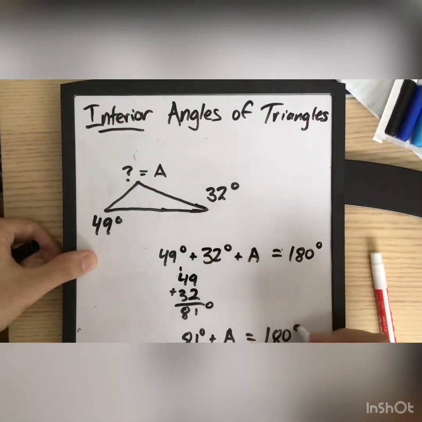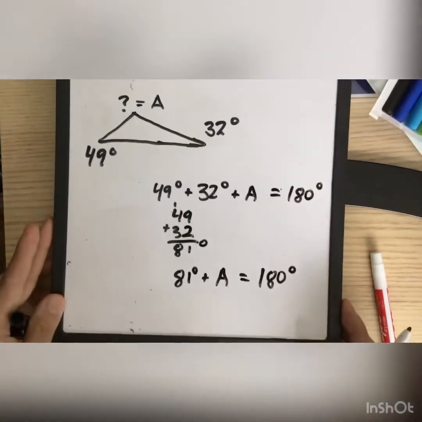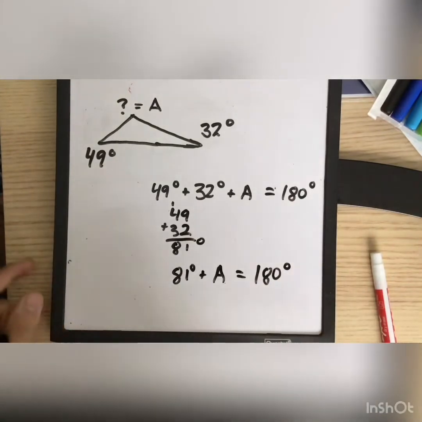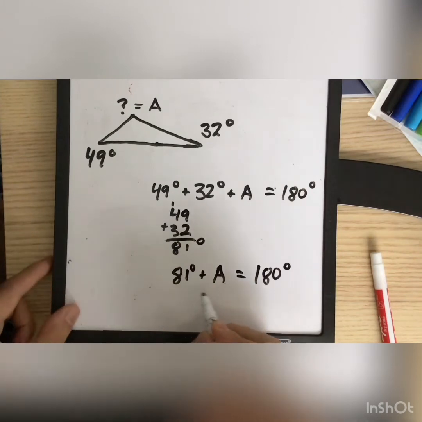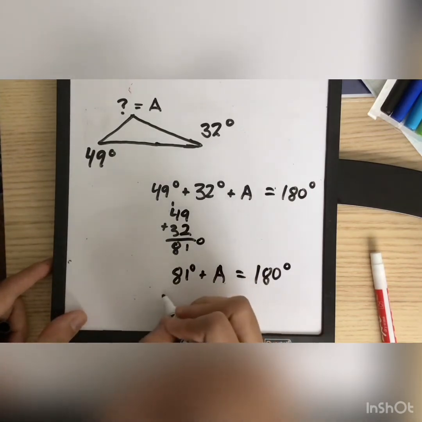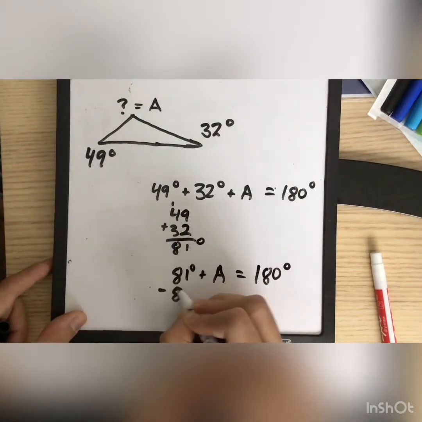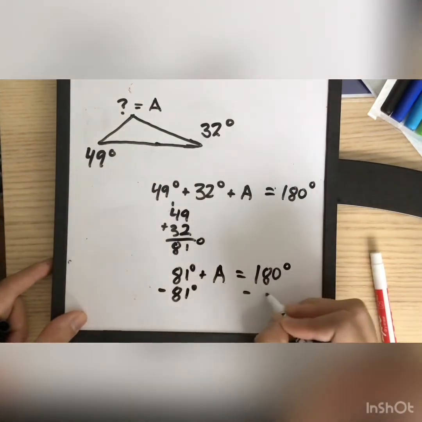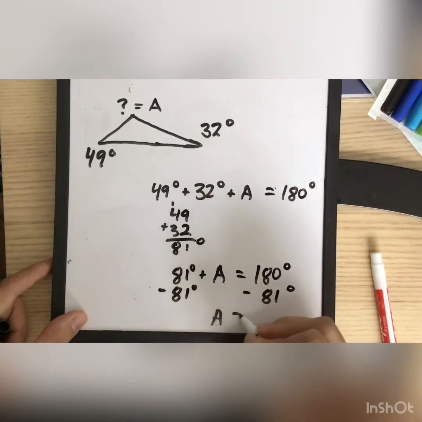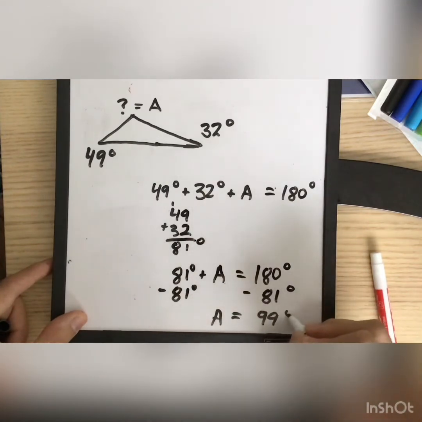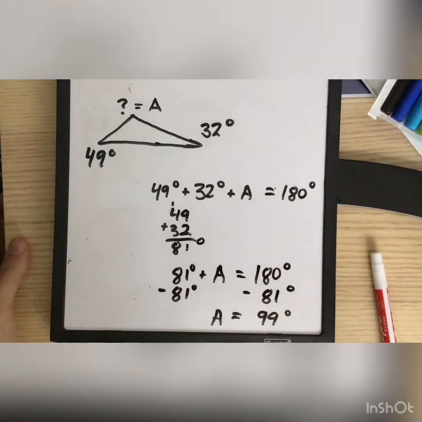180 degrees. Now I can use algebra to solve for A. Because I'm adding here and I'm doing algebra, I need to isolate A and get A all alone. To get rid of the 81 degrees, I need to subtract 81 right here, subtract 81 right there, and I have A equal 99 degrees, a little bit bigger than a right angle. And there you have it.